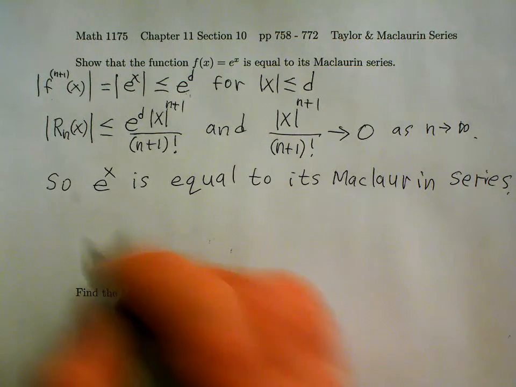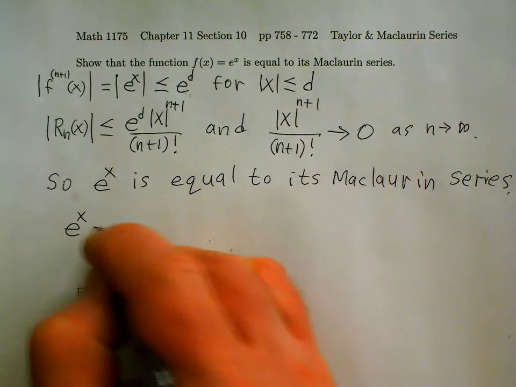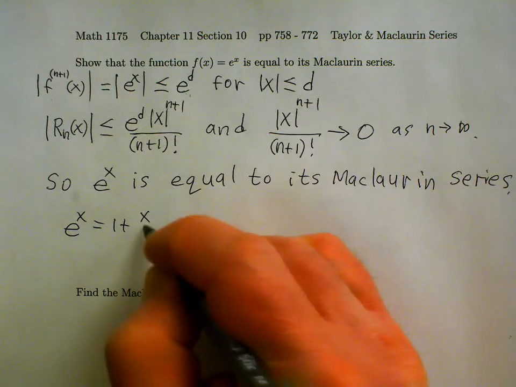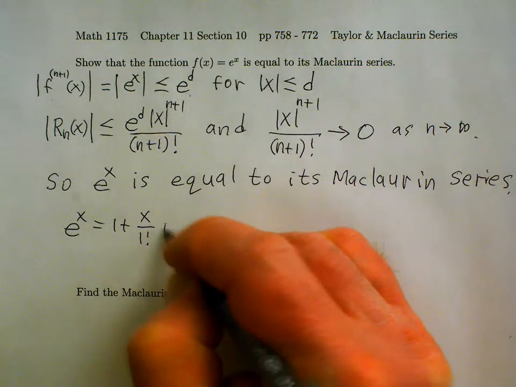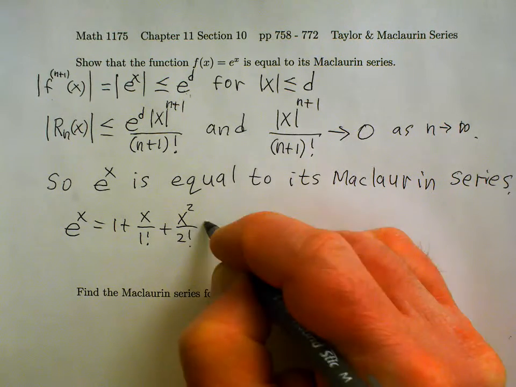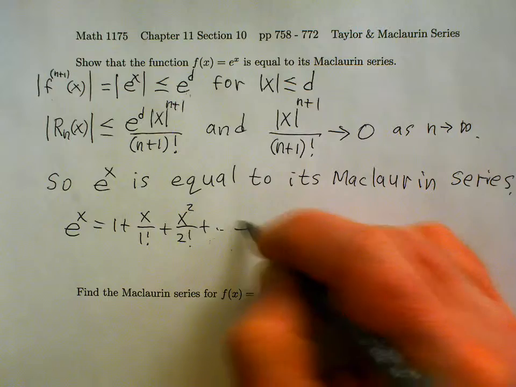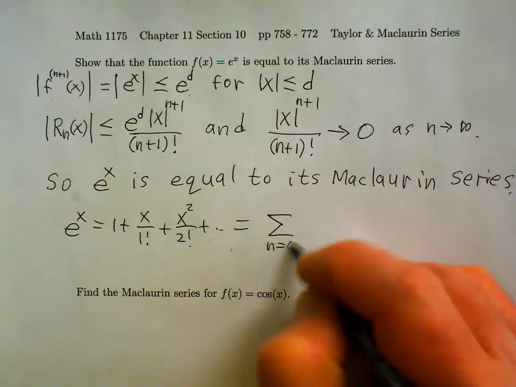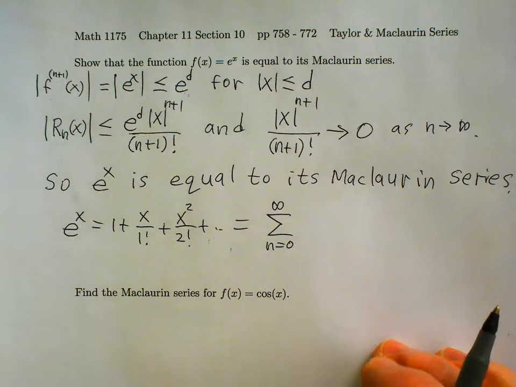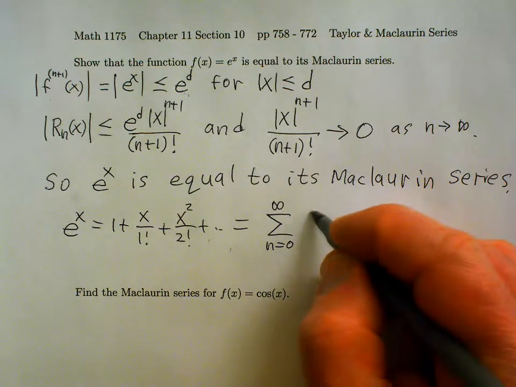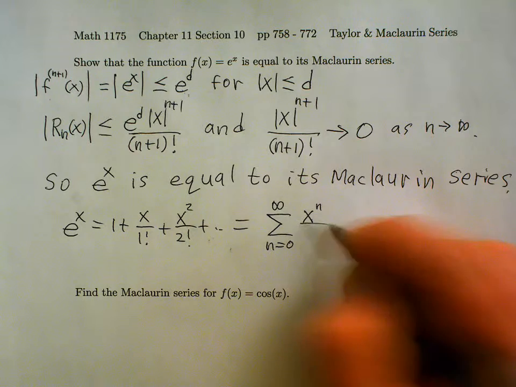So now we can write that e to the x is equal to 1 plus x over 1 factorial plus x squared over 2 factorial and so on. And the sigma notation for the Maclaurin series for e to the x is x to the n over n factorial.